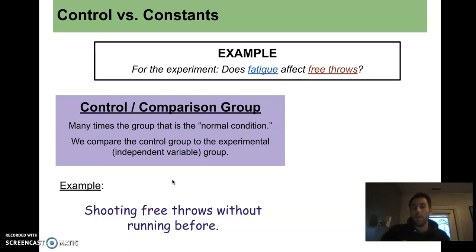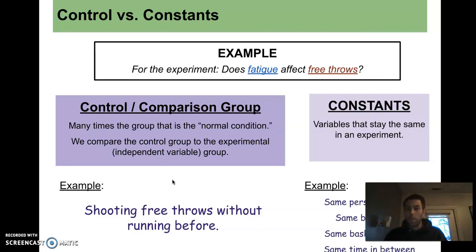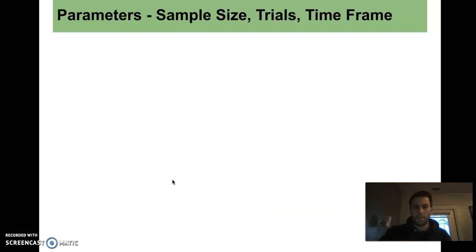Now, control and constants sound similar, but they are completely different. This is a different aspect of an experiment. Constants are variables that stay the same in an experiment. The only thing that we want changing is our independent variable. Some examples could be the same person shooting, the same basketball hoop, the same time in between free throws, and there are countless others.